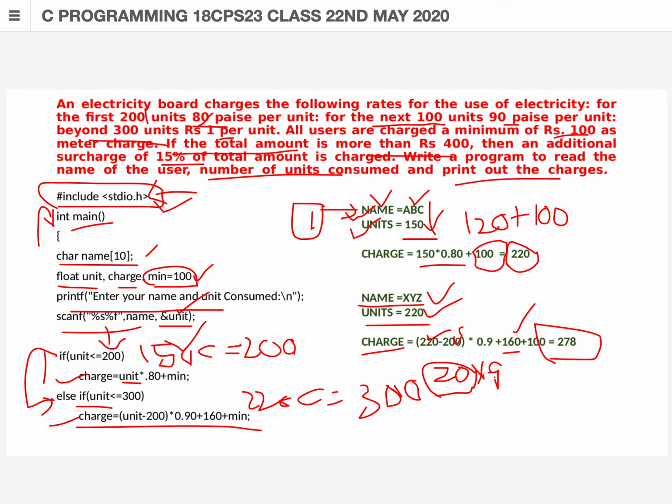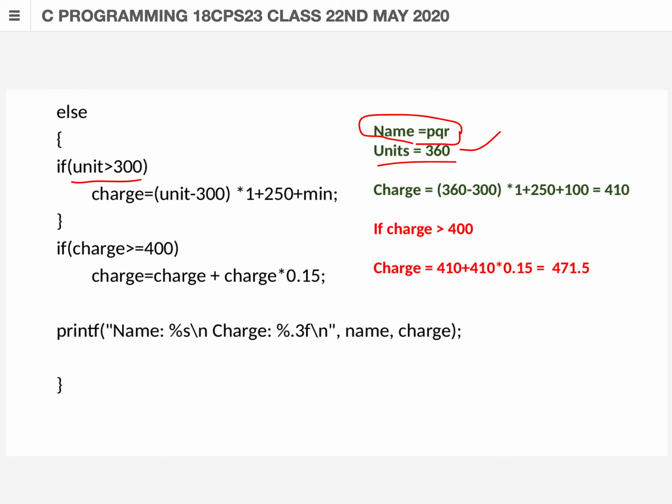Now we will check with the condition. It has to be from the starting again. So 360 less than or equal to 200, the condition is failed. So next, 360 less than or equal to 300, again this condition is failed. So then it will go to the else part. So here 360 is greater than 300. Yes, the condition is true. Now we need to evaluate the charge for that unit.